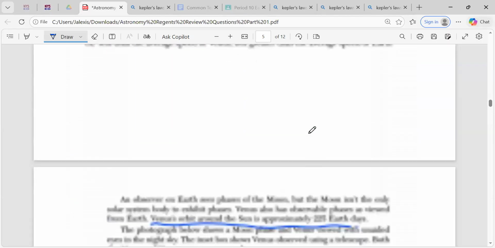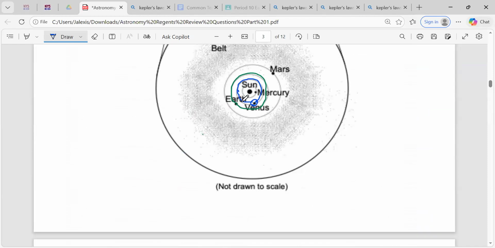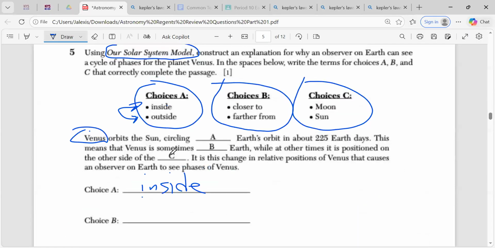Well, if we're talking about closer to or farthest from Earth, number one, Venus is always going to be inside Earth's orbit. So is Venus sometimes going to be closer to Earth? If we take a look, Venus is sometimes closer to Earth, while at other times it's positioned on the other side of the blank.